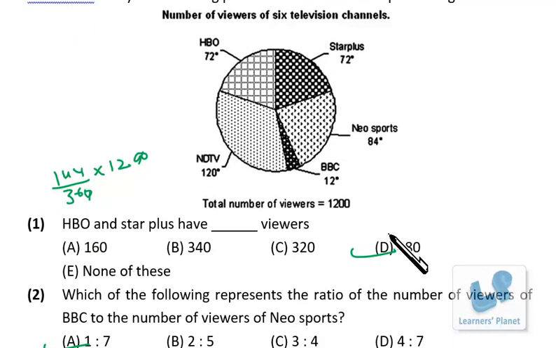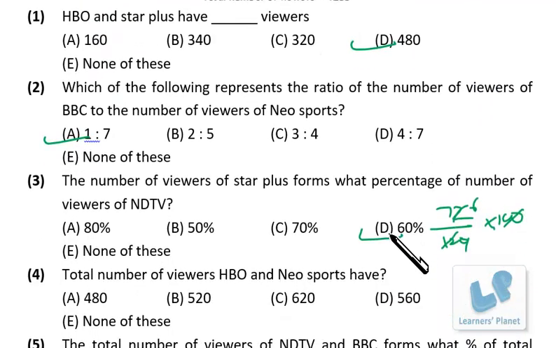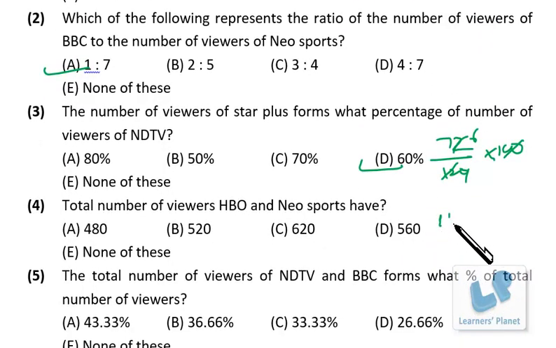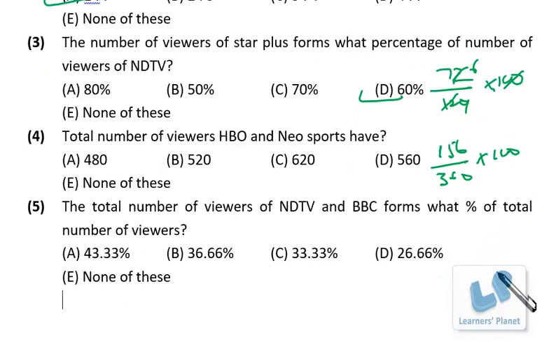Okay. Total number of viewers HBO and Neo Sports. HBO 72 degree, Neo is 84. So that comes to 156. So that is 156 out of 360 into 100 into 1200. I'm sorry.